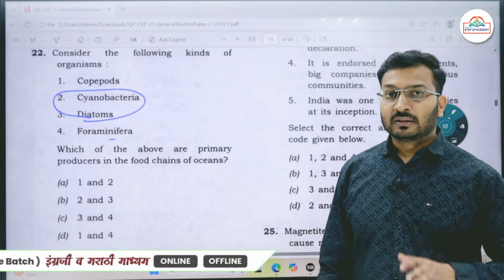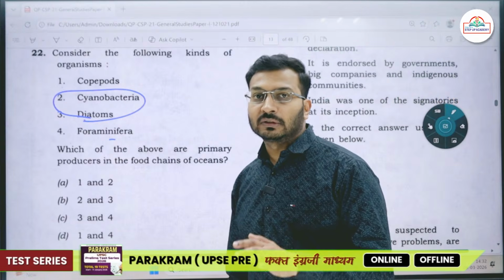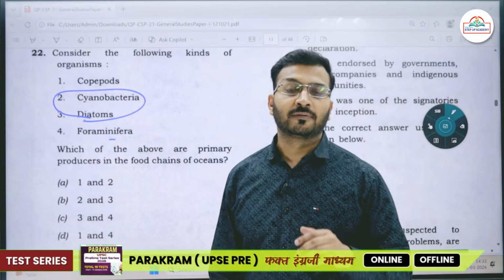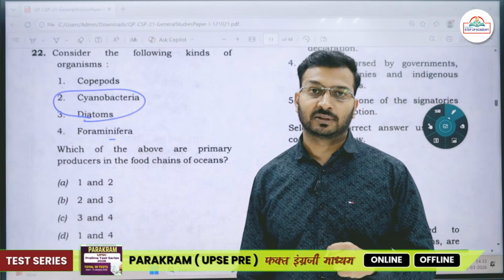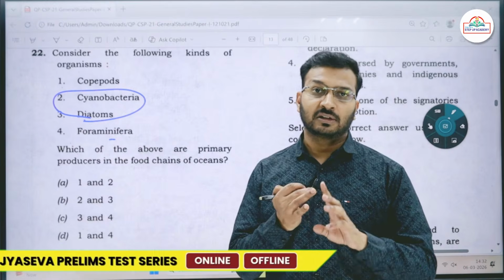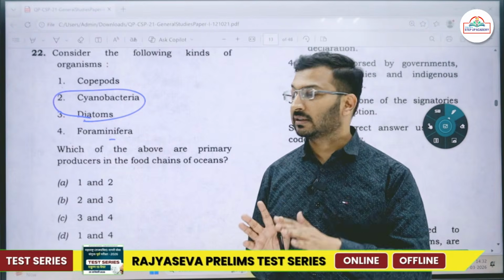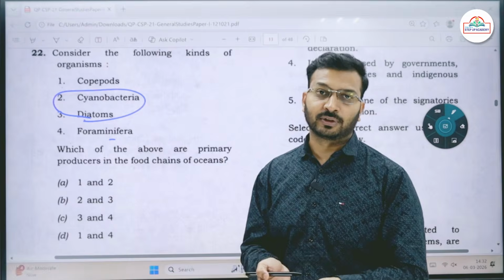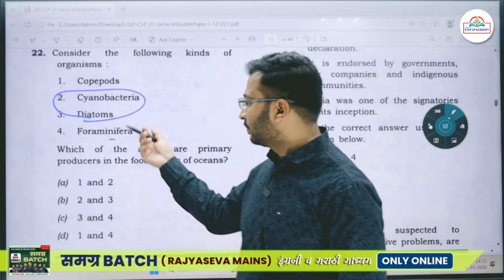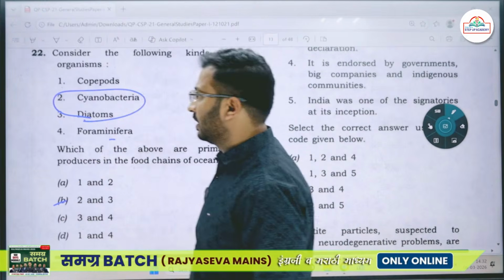static thing. That's why I say always focus on the static subject. You should have a very strong command on your static subject. Those are five static subjects: history, geography, polity, economy, and environment. These are five static subjects. Their sources are also defined. Go with them. So if you are thoroughly aware of this, you can easily mark the answer.